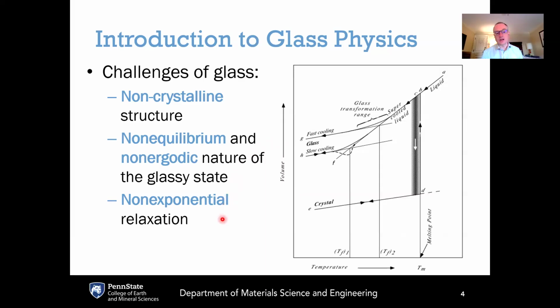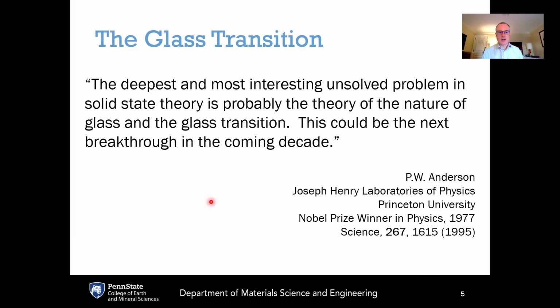But another thing that we're going to cover in this chapter a bit later is that the relaxation behavior of the glass from its non-equilibrium state towards equilibrium, that relaxation function, is inherently non-exponential. And so we're going to cover each of these things in chapter 13. One of the things that makes glass so interesting is that it is non-equilibrium and non-ergodic and non-exponential. The physics of glass has intrigued condensed matter physicists for a long time.